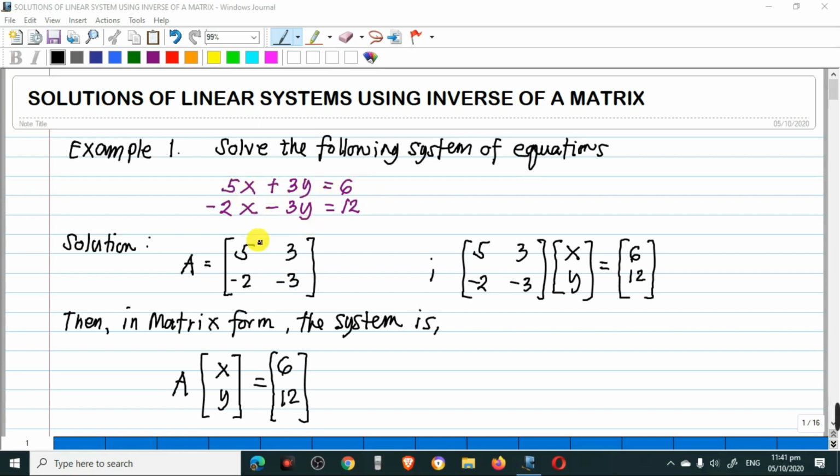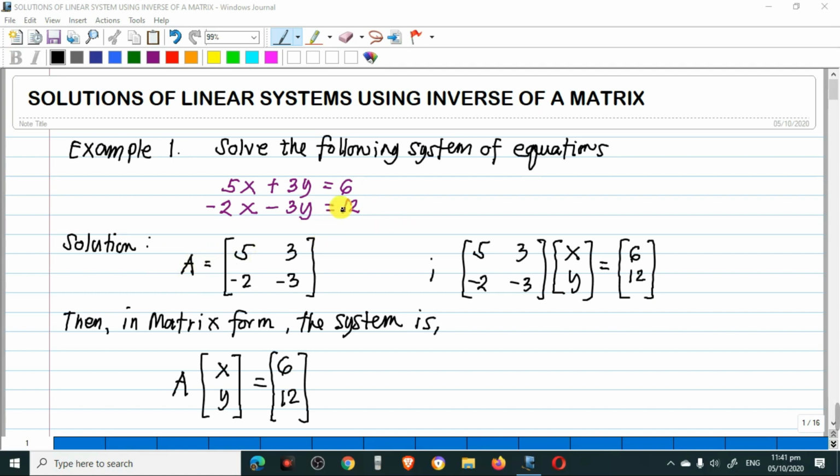So I already wrote it. In the first entry, we have 5. That is the numerical coefficient of x, and 3 for y. Then in the second equation, we have negative 2 and negative 3. So this matrix A came from our original system of linear equations, from equation number 1 and equation number 2. I just wrote it into matrix form. So this is matrix A. We assign it as matrix A.